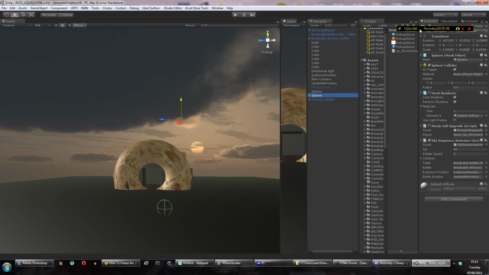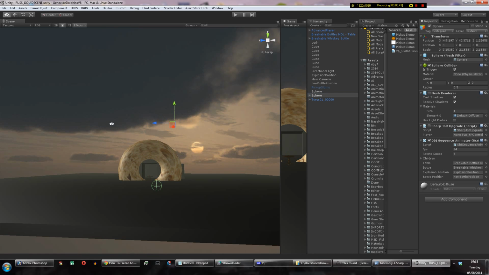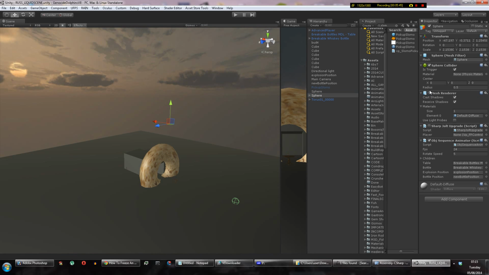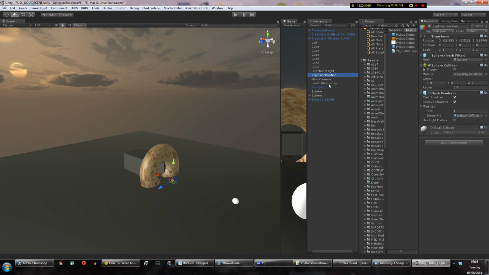No, I didn't. I'm not that stupid anymore. Unity does mess you around, even though it is the single greatest piece of software ever written. New bottle position.